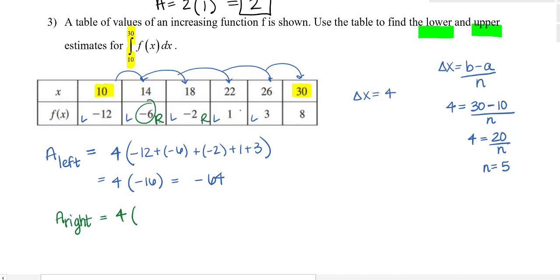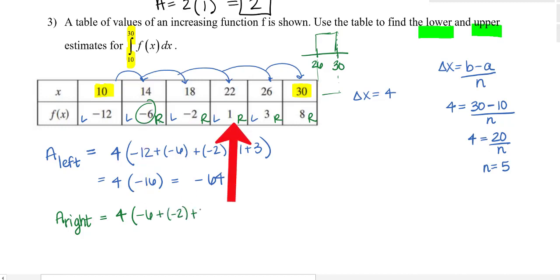So that's the first, here's the second, here's the third, here's the fourth, and here's the fifth. Because again, if you think about that final rectangle going from x equals 26 to x equals 30, the right edge, you would carry it up or down. Just figure out where it crosses your function. That's what's going to determine the height, wherever it is, of your rectangle. Okay, so I am going to add these up now. -6 plus -2 plus 1 plus 3 plus 8. So that's 4 times 4, or 16.